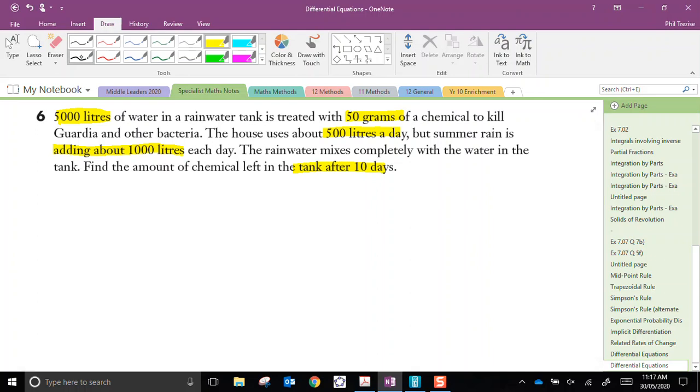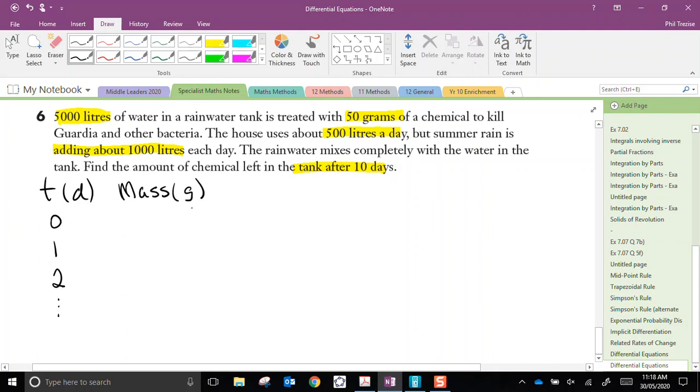So before we try jumping into calculus and writing a differential equation, with a complicated question like this, let's go non-calculus for a minute. So let's set up a little table here. Time measured in days, starting at 0, then 1, then 2, and so on. The next thing would be the mass of the chemical in grams, which is in the tank. Now we know at the beginning 50 grams was added. Let's think for a minute about the percentage reduction.